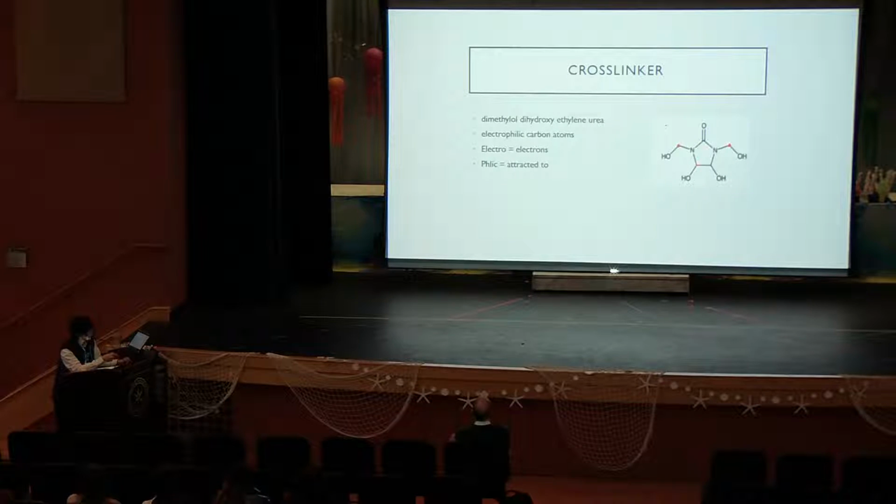Here you can see this 5-member ring with a ketone group at the top, and the 2 carbons adjacent to that ketone group are replaced with nitrogen. And there are 2 carbons bonded to these nitrogen atoms, and each of them has an alcohol group on it. So the red ones are the 2 carbons. These 2 carbons are bonded to highly electronegative atoms, the nitrogen and oxygen.